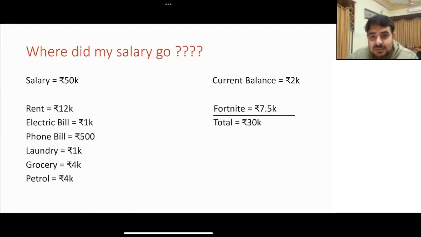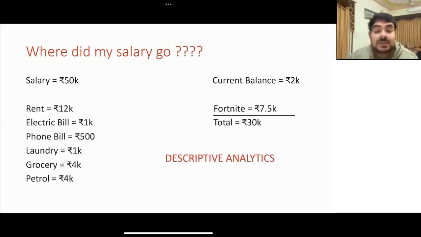Now, still, where is the rest of the 20K, right? I should have that 20K, right? But before talking about where it went, all this summarizing of my expenses is called descriptive analytics. Now, I know just summarizing all my expenses is given a fancy term like descriptive analytics. English as a language has a word for everything, right? So, yeah, this is called descriptive analytics.